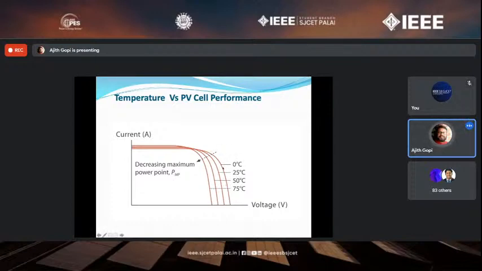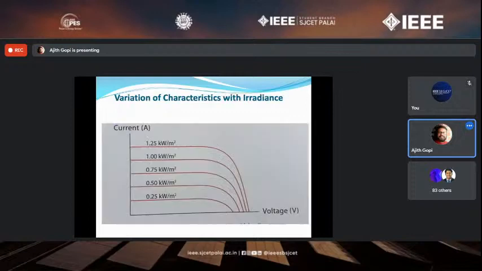See the IV curve at 0 degrees centigrade. See at 25 degrees centigrade, the voltage is coming down, right? But a small increase in current will be there. It's not much, a very small increase in current. But the voltage comes down, and because of that your PMP will be reduced. Your maximum power will be reduced.